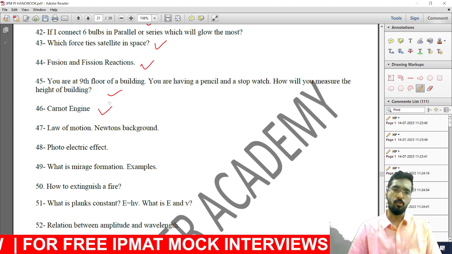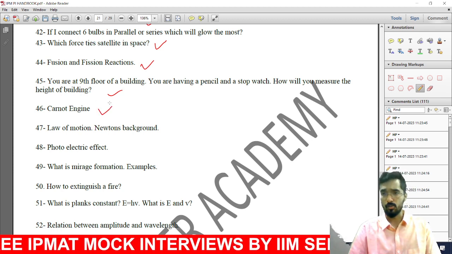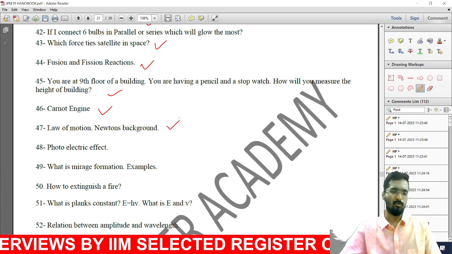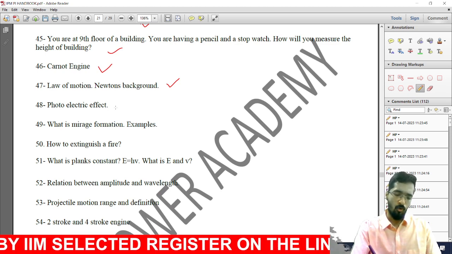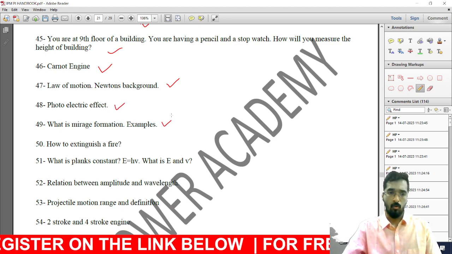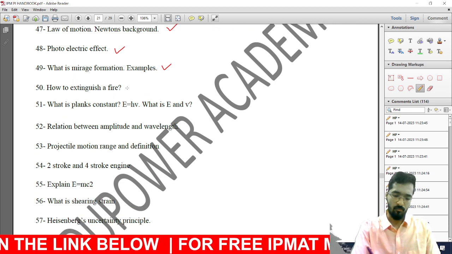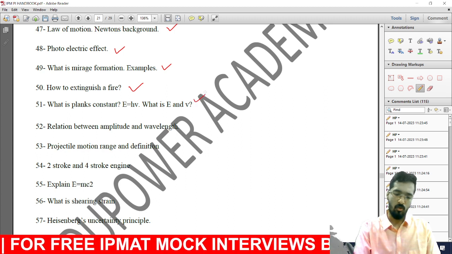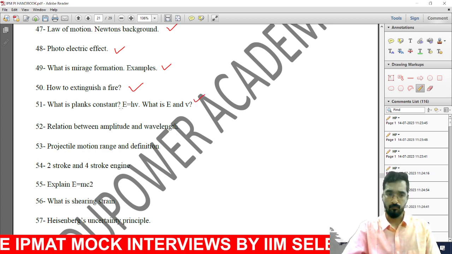Questions related to engines, questions related to efficiency, questions related to thermodynamics. Laws of motion, Newton's background, so laws of motion are asked. Photoelectric effect. Okay, what is mirage formation and examples? Okay, how to extinguish a fire, basic knowledge. What is Planck's constant, and what is E equal to h nu, and what is E and V?